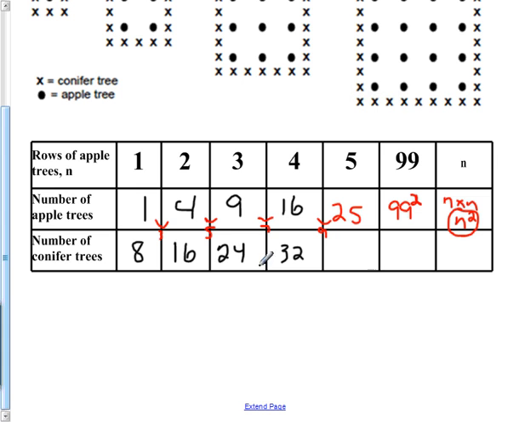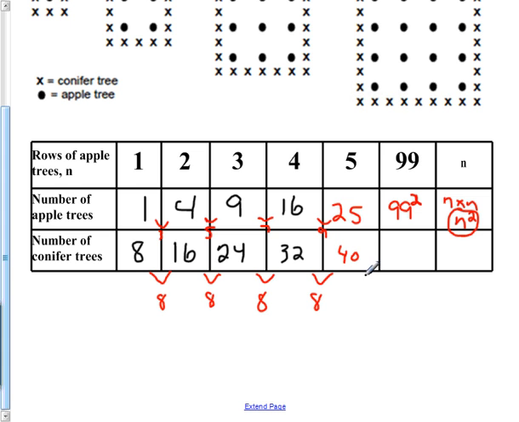Okay, so let's look at this one. This pattern is also pretty nice. From 8 to 16, that's 8. From 16 to 24, that's 8. From 24 to 32, that's 8. So it's constant. That's good. So this is going to be 8. So 32 plus 8 is 40.